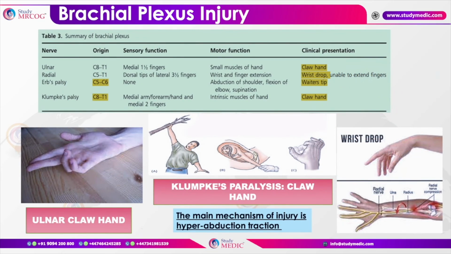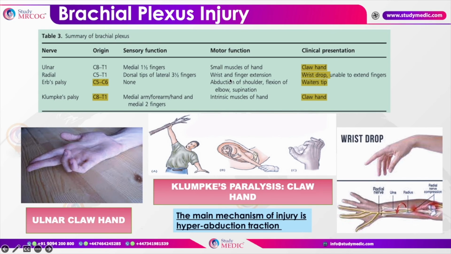Then about the brachial plexus injury. The first one is the ulnar nerve. Ulnar nerve basically supplies the small muscles of the hand, and sensory supply is given to the medial 1.5 fingers, and it causes ulnar claw hand. Unlike Klumpke's paralysis, which also arises from C8-T1 roots, but in this complete claw hand occurs because it also affects the forearm muscles, and the main mechanism of injury is hyperabduction injury, which could be when you pull the arm during difficult childbirth.